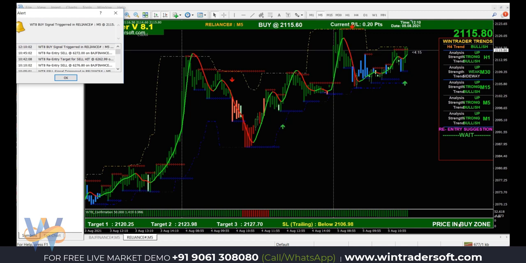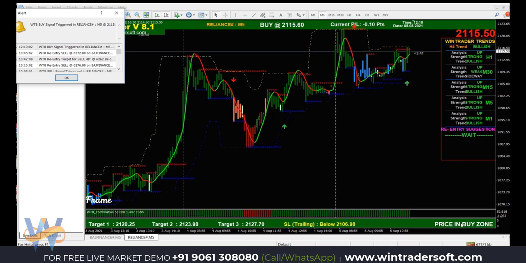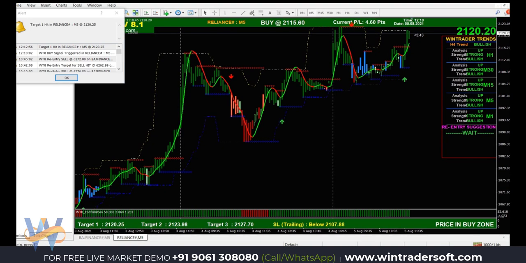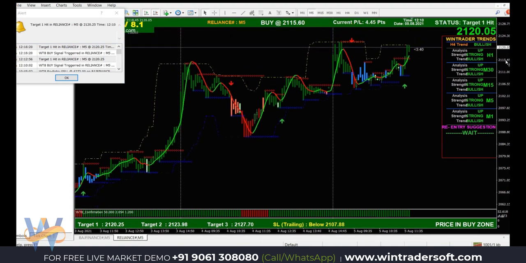You just wait, and maybe we can exit with the first target or second target. Ten points is usually how much it moves with a signal. Once the signal is generated, a minimum of 5 to 10 points will definitely move. After that, if it goes up, we will get a re-entry suggestion. The first target is 2120.